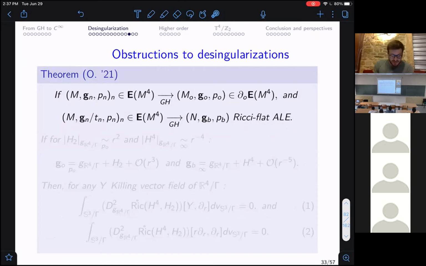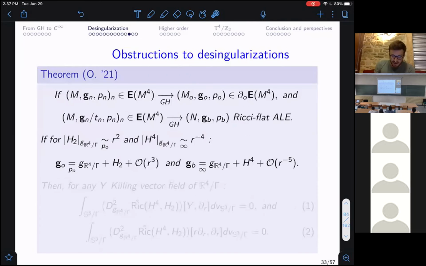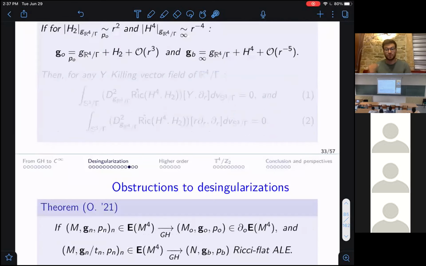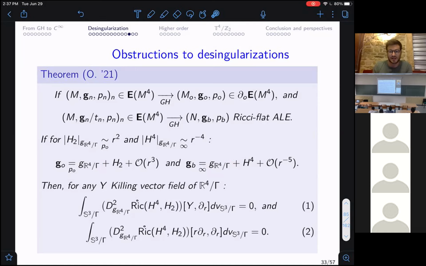And let's assume that our two metrics have some expansion. So the first term is the same on both sides, but then there is an h2 and h4, which is the next term in the expansion. So here, this is an expansion at the singular point, and here at infinity. Then there are obstructions to the desingularization, which look exactly like our obstructions to the integrability.